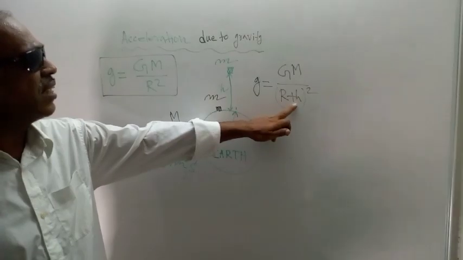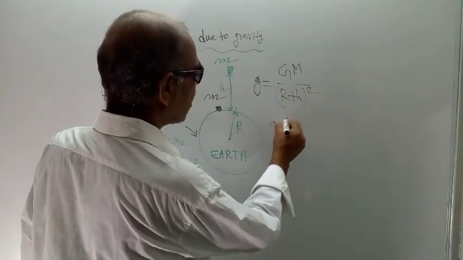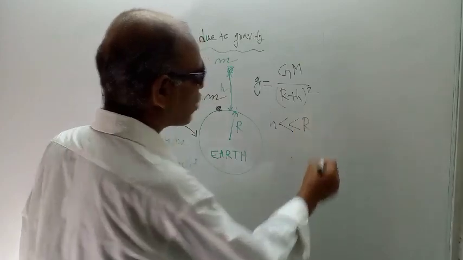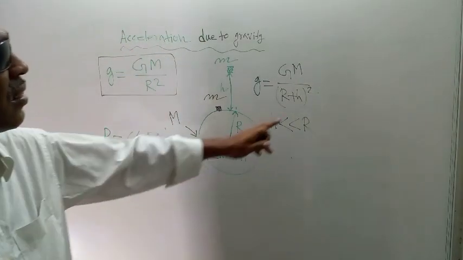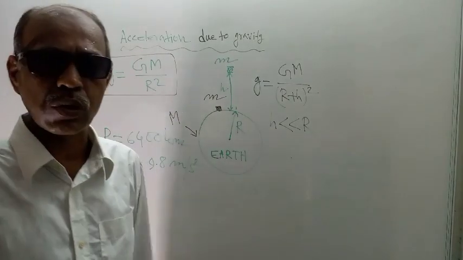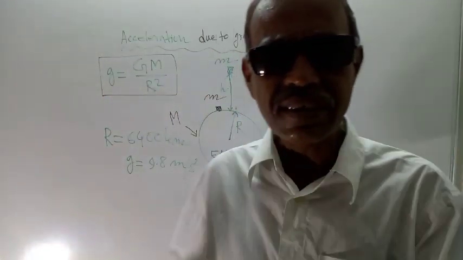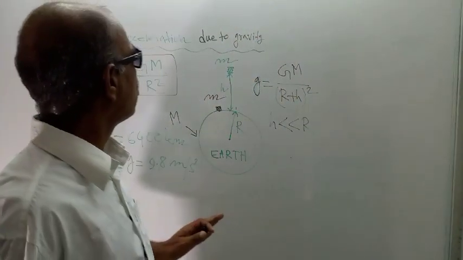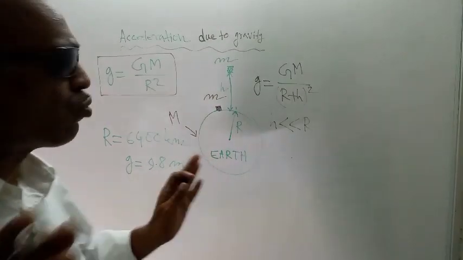If h is very, very small as compared to the radius of the Earth, in that case, this h is taken to be simply 0. So this is all about acceleration due to gravity.